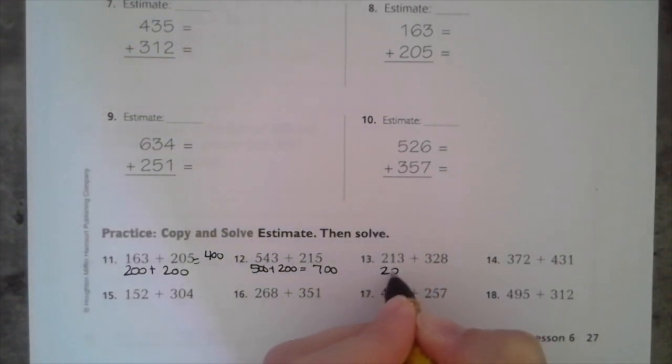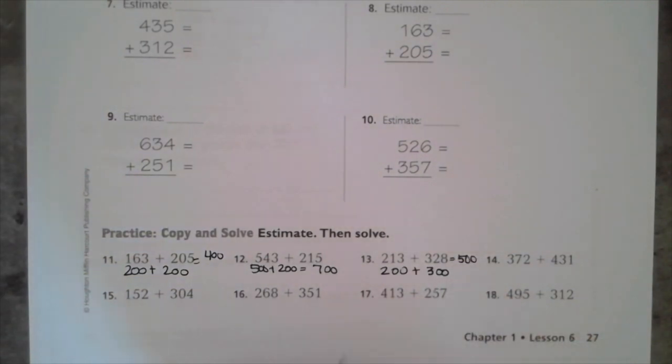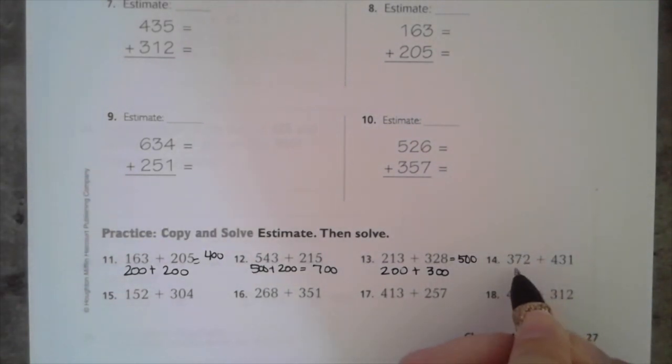213 rounds to 200. 328 rounds to 300. 200 plus 300 is 500. Okay, do this one on your own. Pause the video. That's 400.